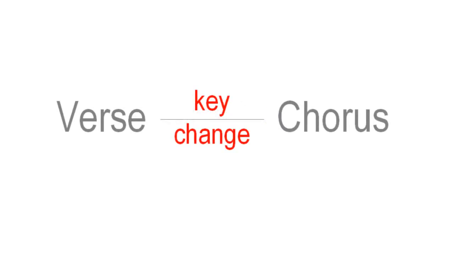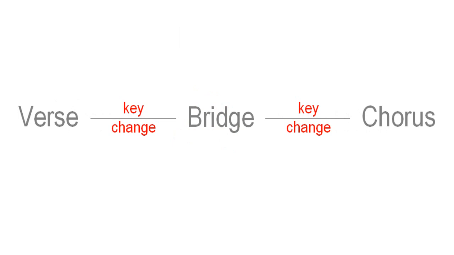Also experiment with how parallel key changes can help form the structure of your song. For example, I might play the verse in a minor key and then change to a more upbeat major key chorus. Or I might make a parallel change for the bridge and then move back into the original key for the chorus.